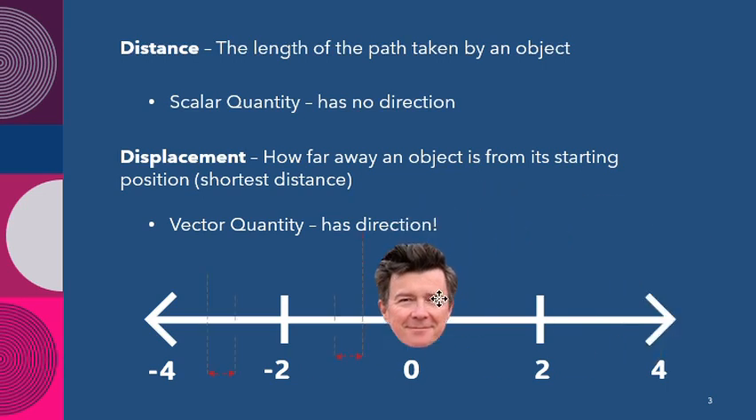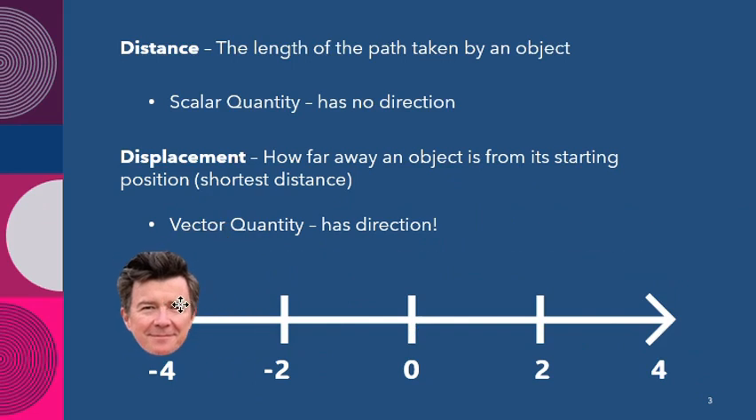Now let's say that Rick starts at 0, and he goes over to negative 4 this time. What is his displacement? Well, if I drew a line starting from 0 to negative 4, its length would be 1, 2, 3, 4 units long. But what's the direction of his displacement? Well, he went to the left, and since that's a negative direction, his displacement is negative 4 units.